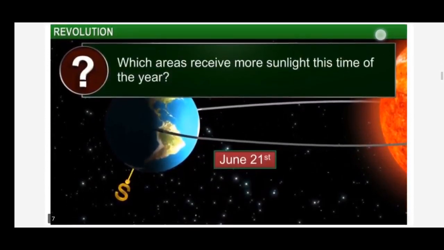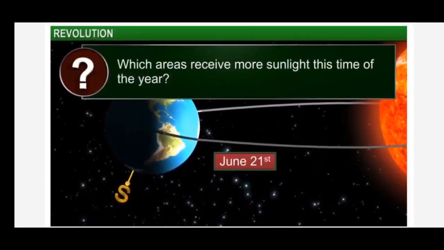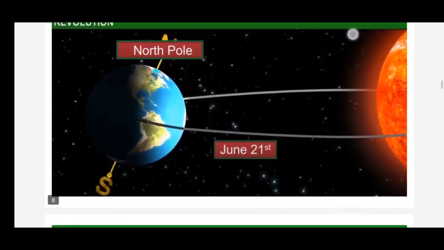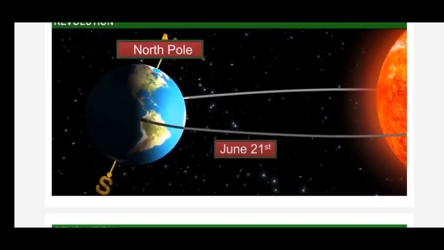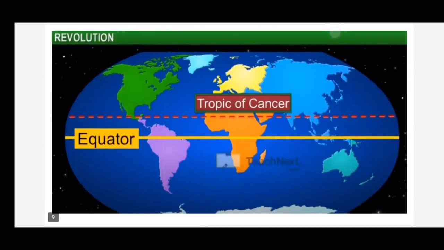On June 21st, the position of the earth as seen here, students, you try to identify the areas that receive most of the sunlight during the tilt. As you can see, the North Pole is tilted towards the sun. Have you seen this? You will recognize this area as the Tropic of Cancer. Yes or no? Here you can see the Tropic of Cancer.